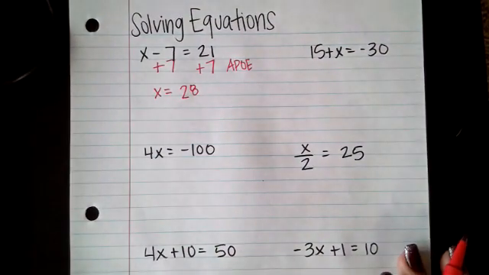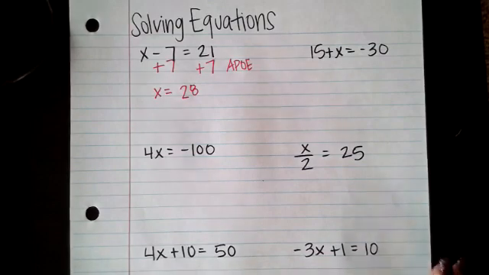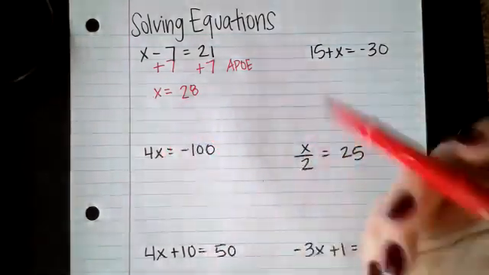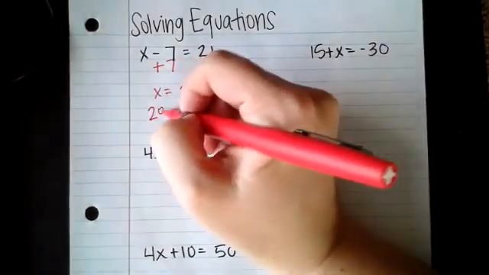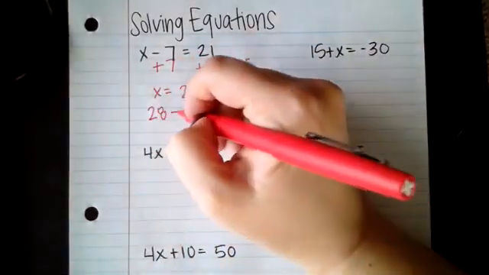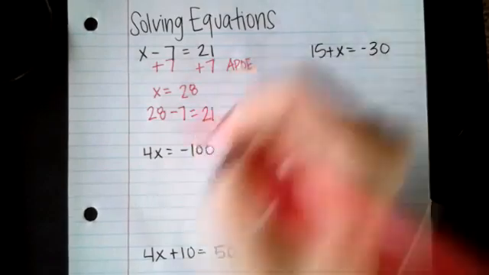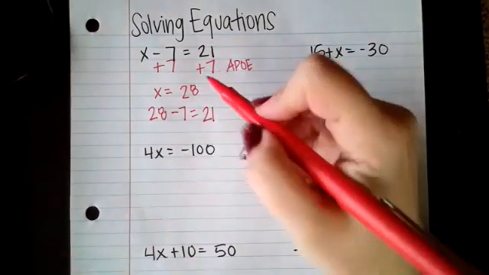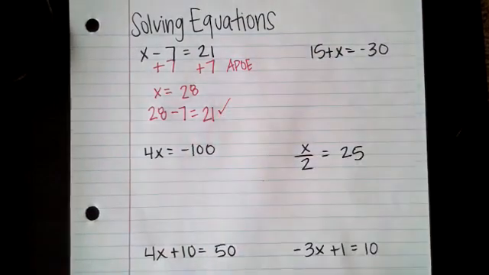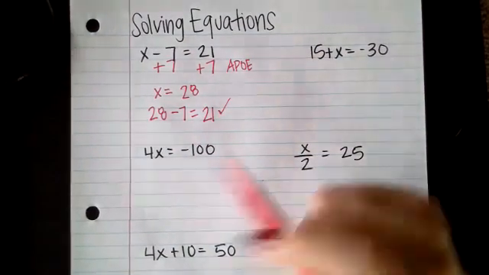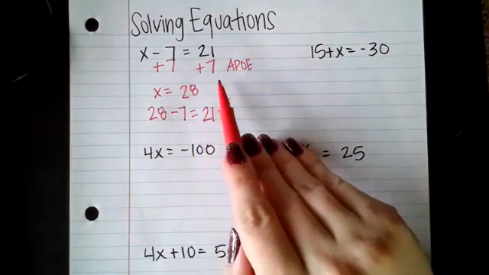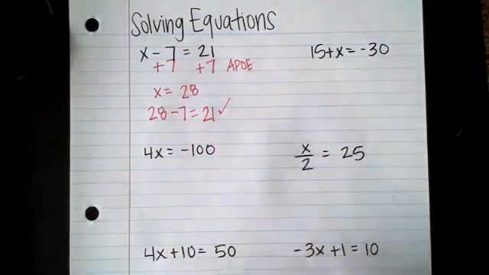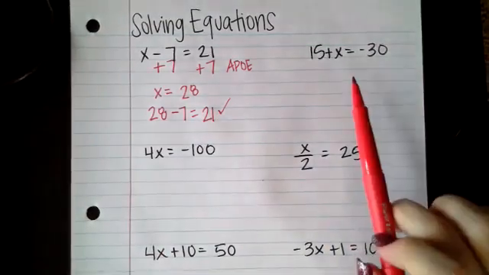And the nice thing about equations is I can go back and check. Like I can plug in 28 for x and make sure that I'm correct. So if I go back and plug it in, 28 minus 7, I'm checking to see if I get 21. And yes, I do. 28 minus 7 is 21. So you'll see, we just did one step. We just added 7 to both sides of the equation to figure out what the value of our variable is. This is a one-step equation. Let's look at the second one.